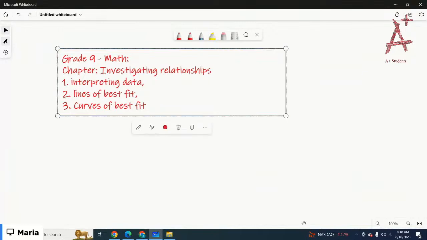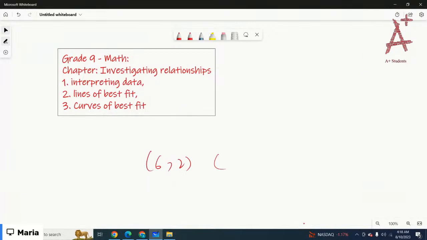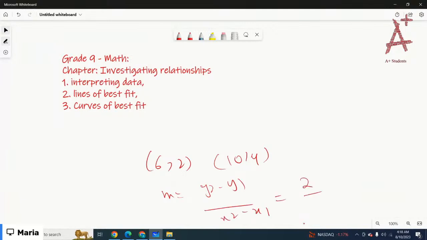Okay, the points are 6, 2 and 10, 4, so just find the slope, that is y2 minus y1 divided by x2 minus x1. So 4 minus 2 is 2, and 10 minus 6 is 4, that would be 2 over 4, which is 1 over 2, right?